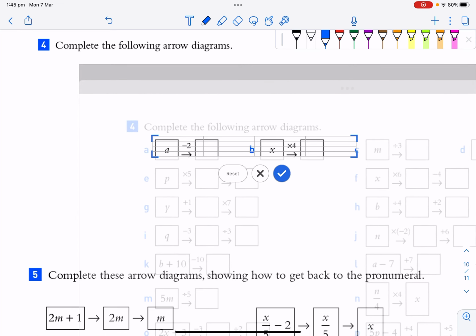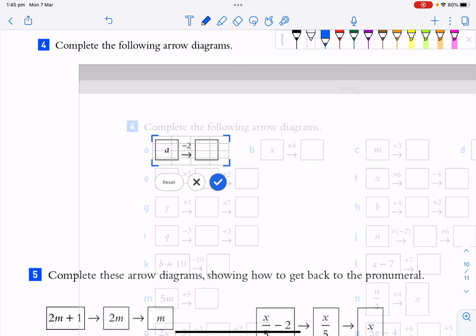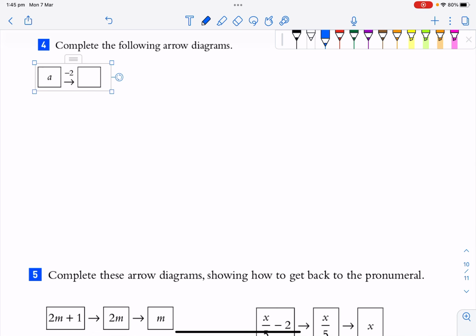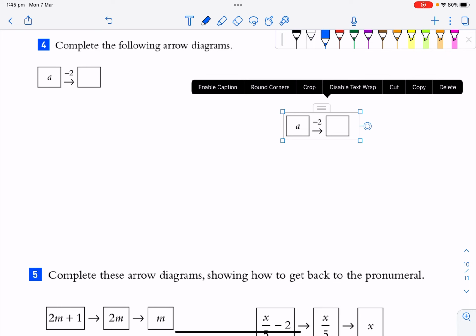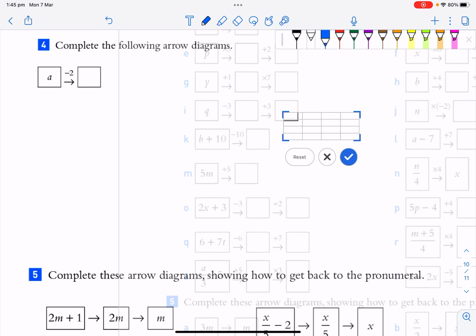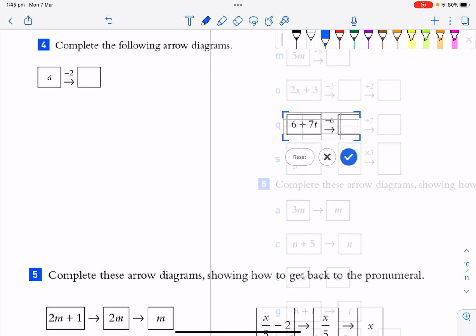So here we're just going to complete some arrow diagrams. Start with the easiest one. I'll put in one more hard one. Or harder, I'm not going to say they're hard. We'll say they're harder.